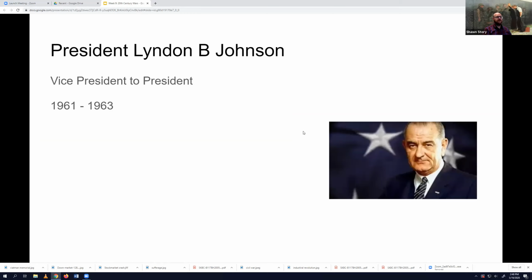That means the first time that the vice president actually becomes the president for the rest of that term. And so President Johnson becomes President because of the assassination of JFK.